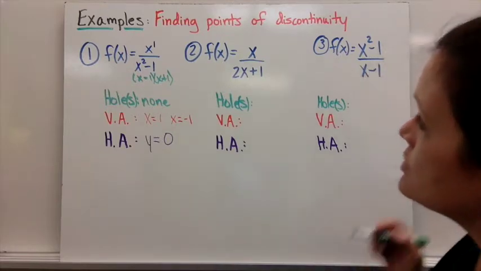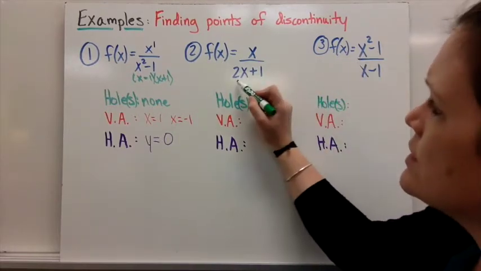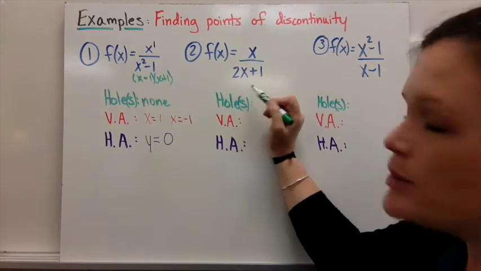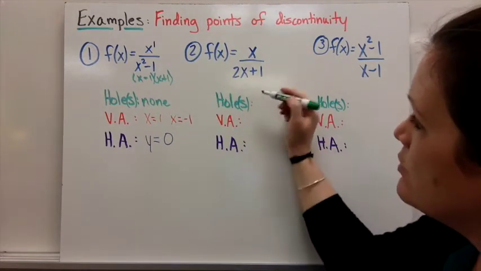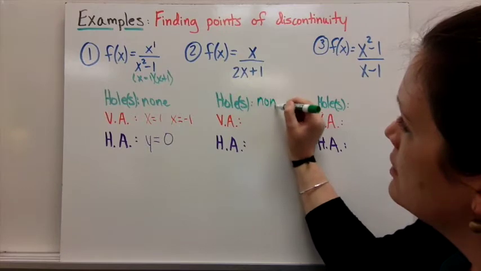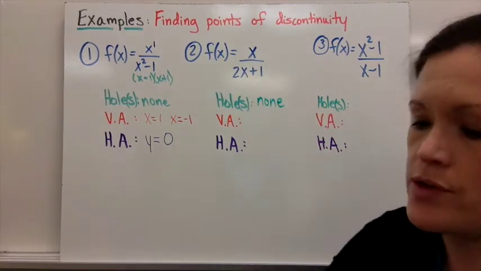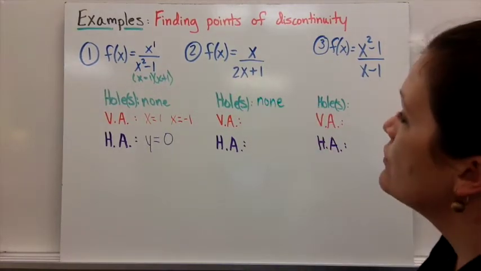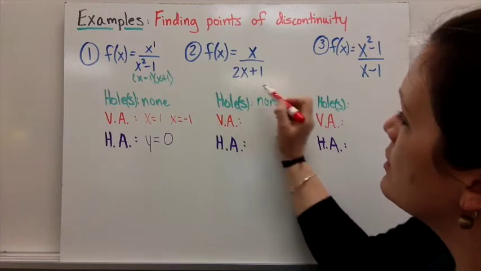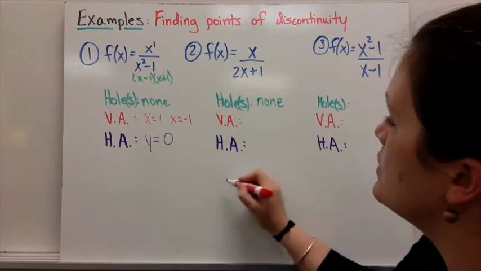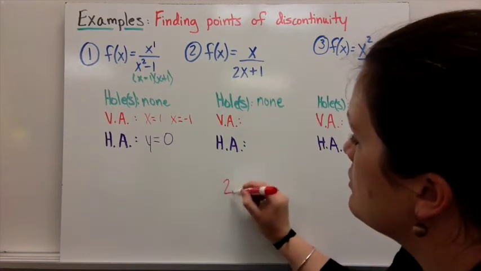All right, let's move on to example 2. There's nothing I can factor out of this denominator, and then there's nothing that will cancel. So once again, there are no holes for this example. For the vertical asymptote, you look at the denominator. What would make 2x plus 1 equal to 0? I'm just going to write it down here.